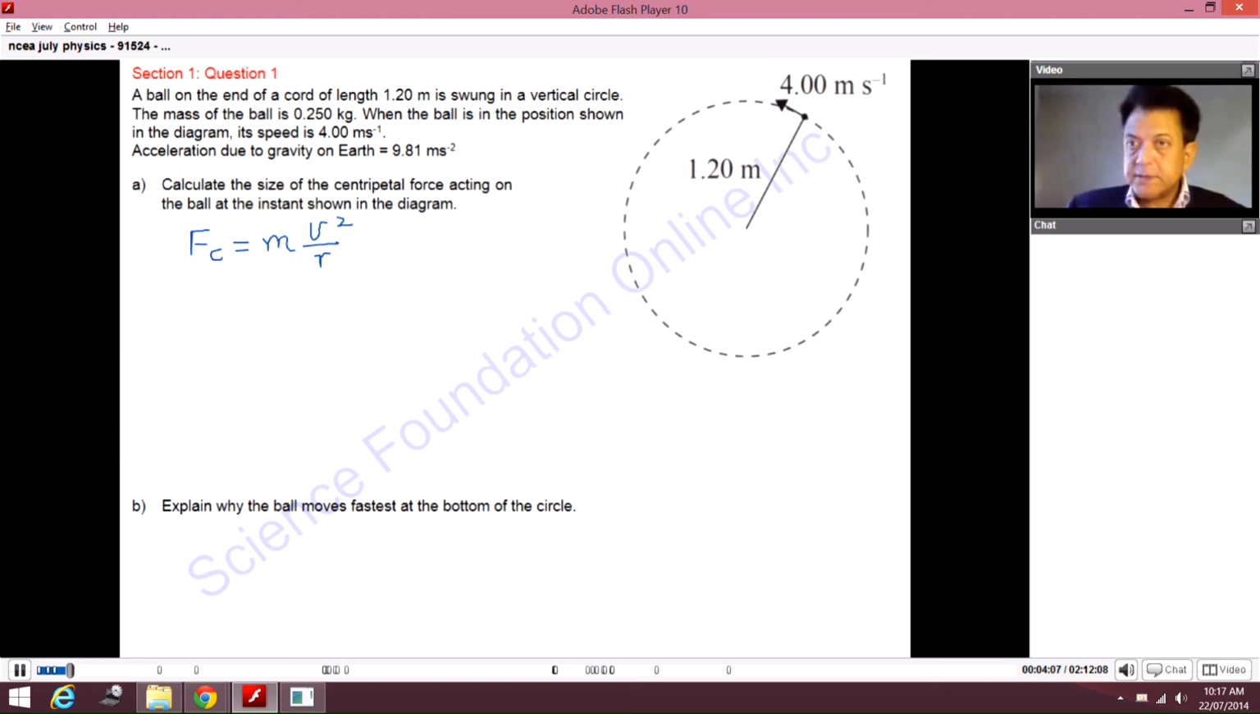Now, substituting the numbers into this equation to get the centripetal force, the mass, we were told, is 0.250 kilograms, and of course that's in its SI unit. So it's 0.250 times v squared divided by the radius of the circular path. Now the v squared here will be 4.00 squared divided by the radius, which is 1.20 meters. And if you do that calculation, that works out to be 3.3 newtons.